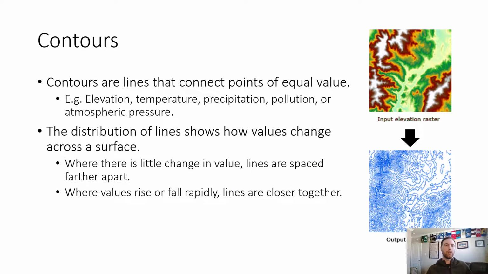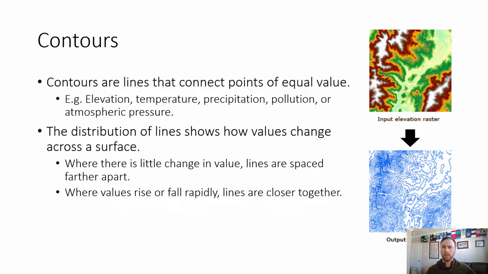And lastly, contours. Contours are lines that connect points of equal value. It may be elevation, temperature, precipitation, pollution, atmospheric pressure, or something else. The distribution of lines shows how values change across a surface. The closer the lines are together, the steeper the angle is. The farther apart the lines are, the flatter the angle is. Where there is little change in value, lines are spaced farther apart. Where values rise or fall rapidly, the lines are very close together. That's how we can interpret contour lines.